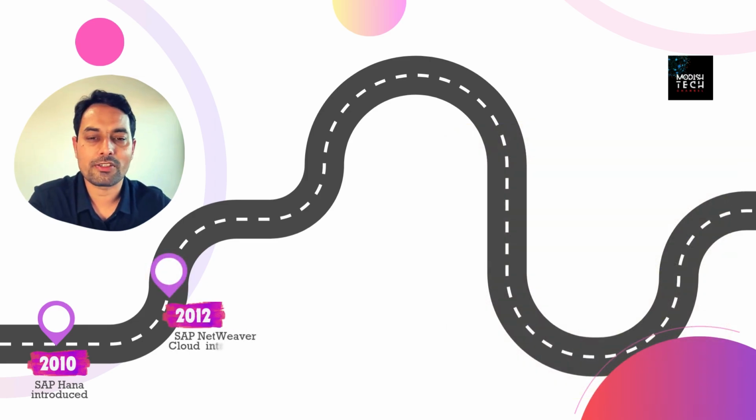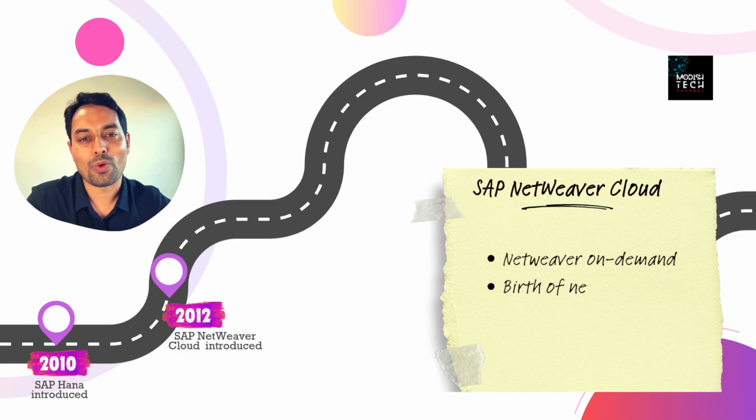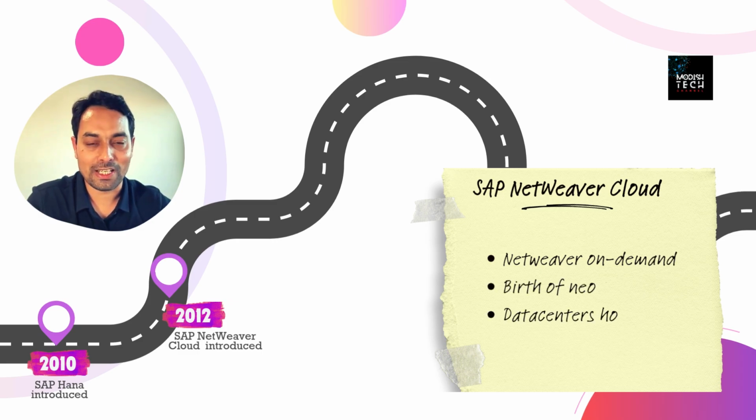The next milestone year, I would say, would be 2012. SAP entered into the cloud computing world with SAP NetWeaver Cloud in 2012. The project code name for this was Neo. That's where you hear Neo. In this particular version, SAP said that all the data centers will be maintained by SAP.